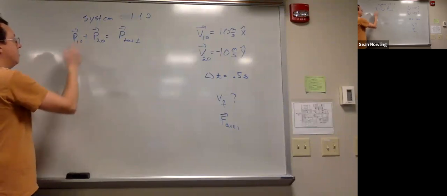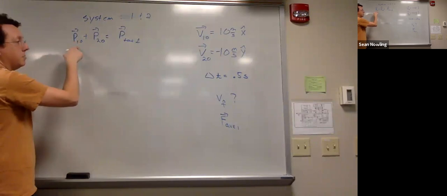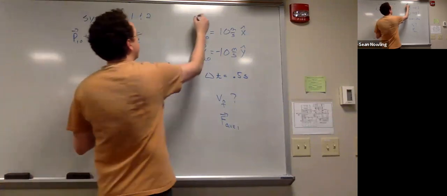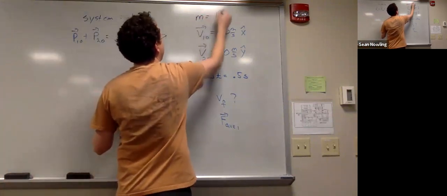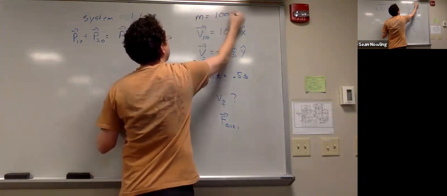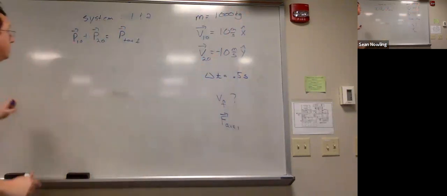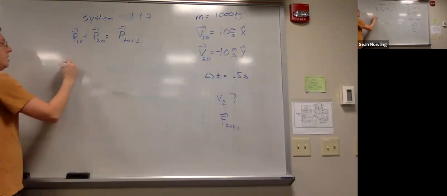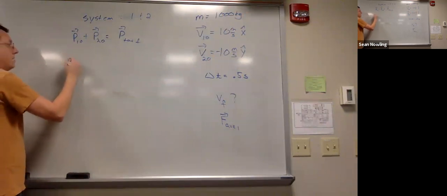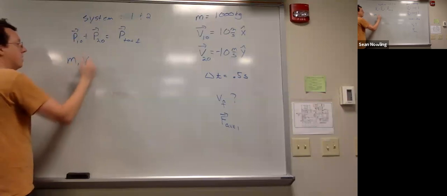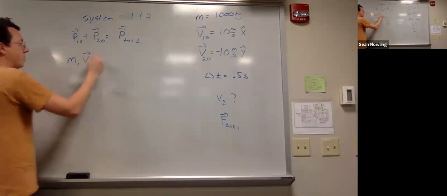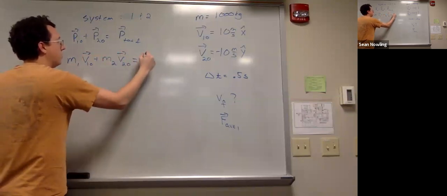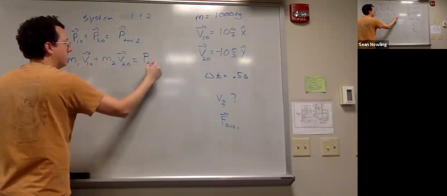So let's do that. I should have told you that these are identical masses. Let's say they each have a mass of 1,000 kilograms. Choose nice round numbers. So they both have the same mass, they're identical cars. This tells me that the mass of 1 times the velocity of 1 initial plus the mass of 2 times the velocity of 2 initial would equal the final total momentum.